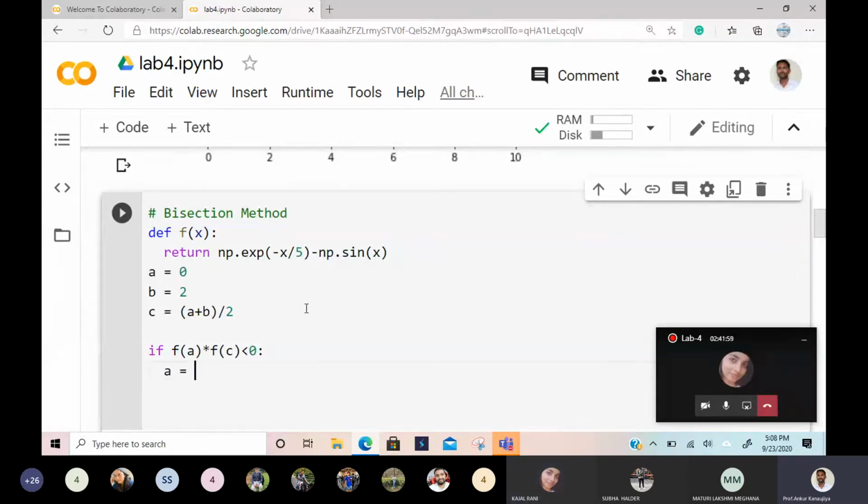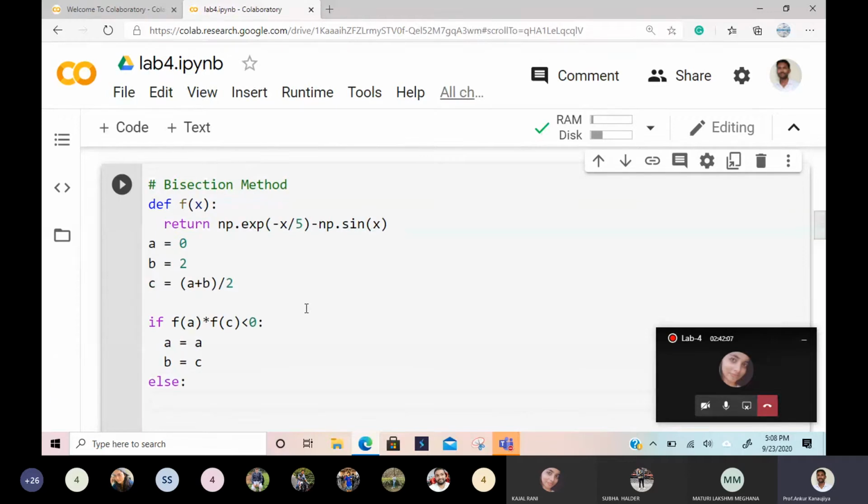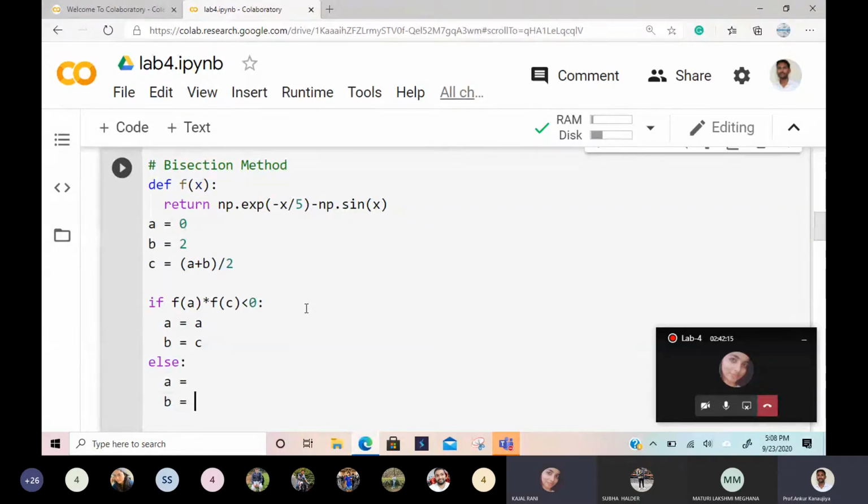I'm just writing, I will explain. Else, if it is not true, then which interval will we choose? If f(A) f(C) is greater than 0, which interval will we choose? C to B. So if f of A and f of C is negative, then our interval becomes AC. Otherwise, if this condition is not true, our interval becomes C to B. That means AB will become CB.